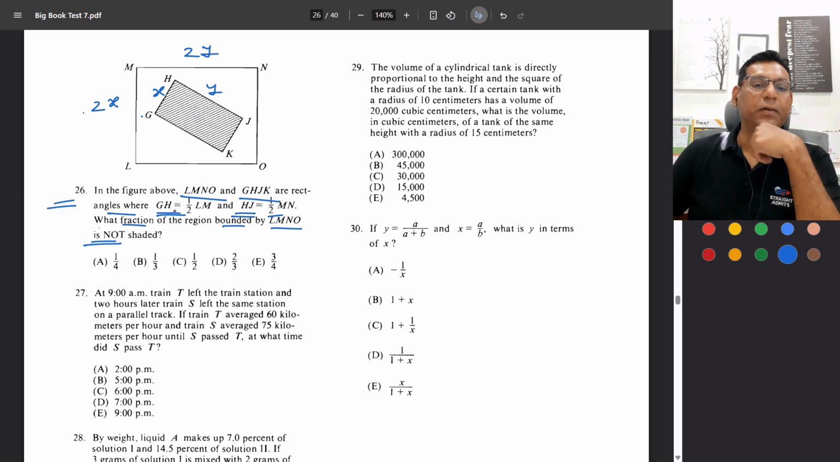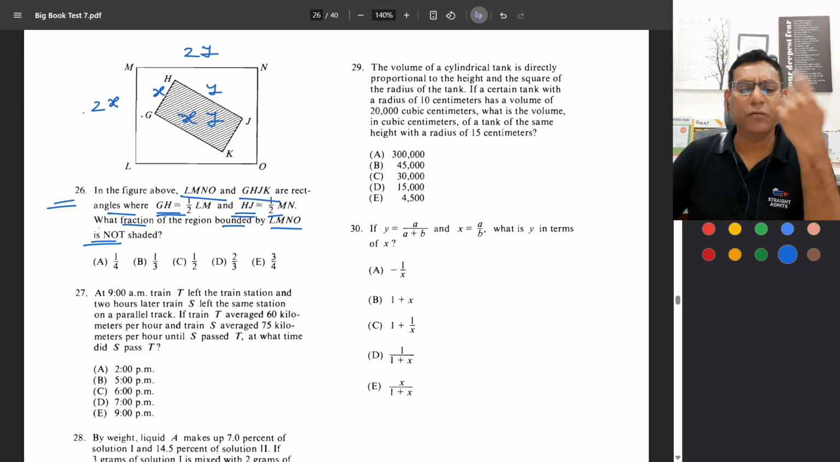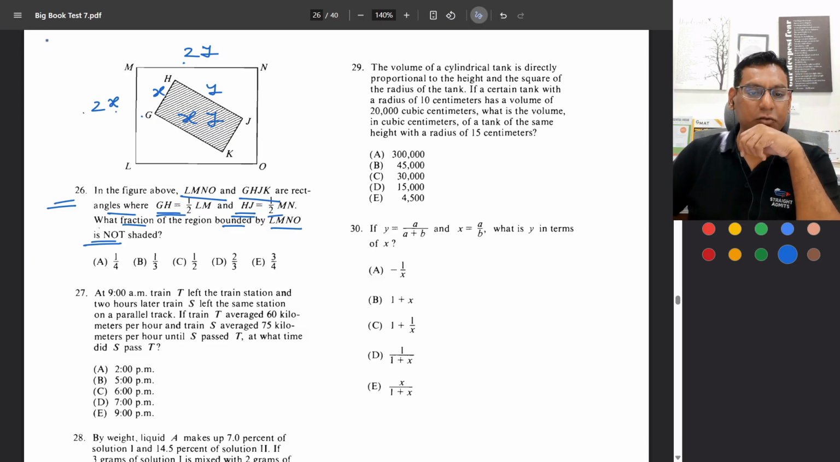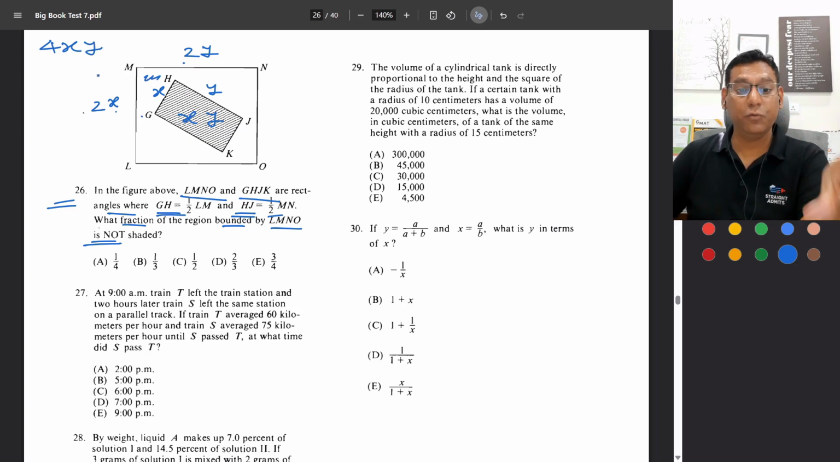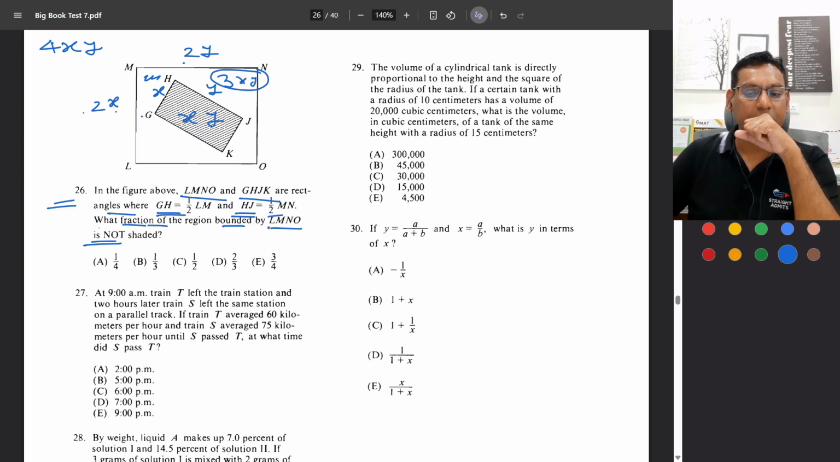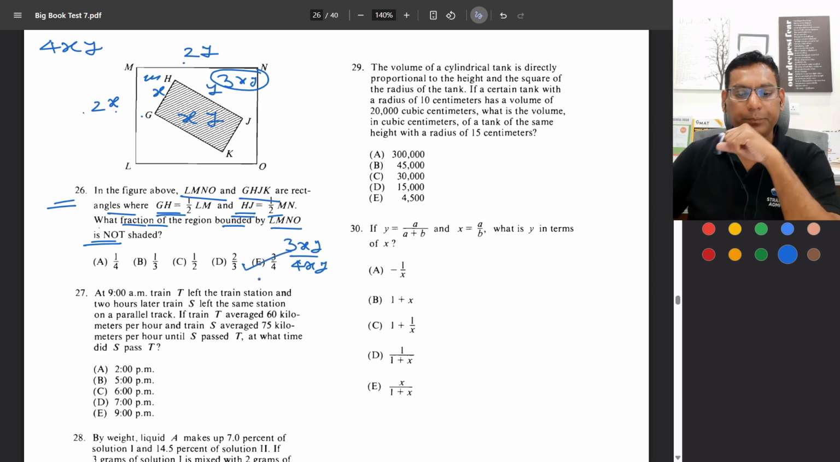What fraction of the region bounded by LMNO is not shaded? Let's find out the area of the shaded region. The area of the shaded region is XY. The area of the whole region, length into breadth, is going to be 4XY. So the non-shaded region is the bigger area 4XY minus this small shaded region XY, so non-shaded is 3XY. What are they asking? What fraction of the area is non-shaded? So 3XY out of 4XY is not shaded, so 3 by 4.